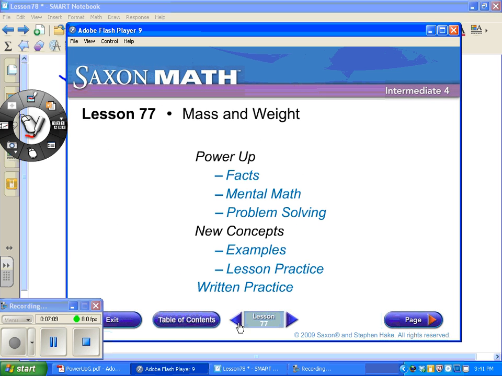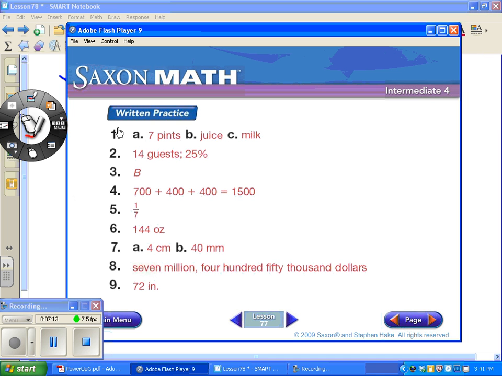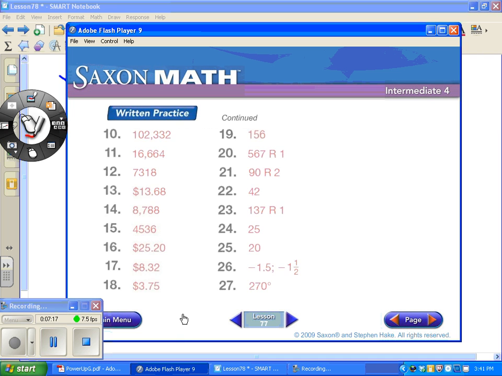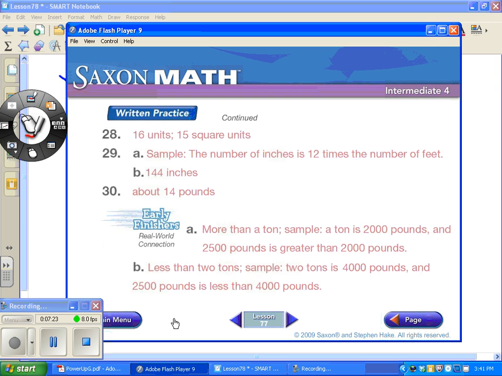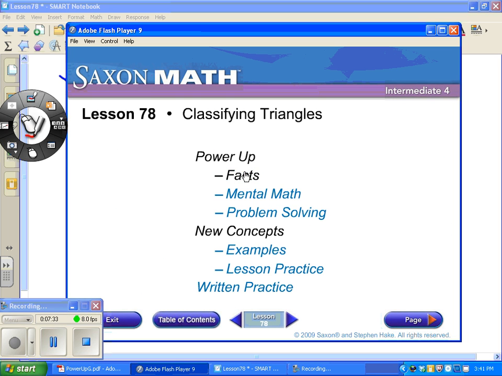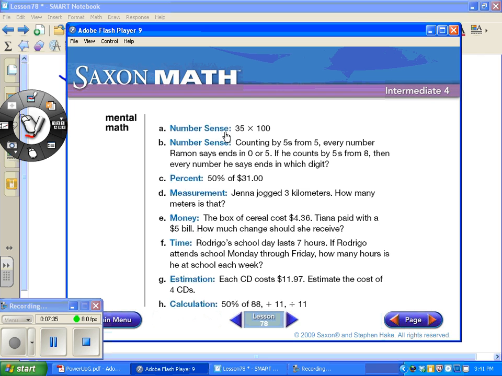We need to go back now, and you need to check lesson 77. So hit pause as you check 1 through 9. Hit pause as you check 10 through 27. And hit pause as you check 28 through 30 and the early finisher if you did that. Okay, now we're going to go on to some mental math. We'll save the facts for the end.